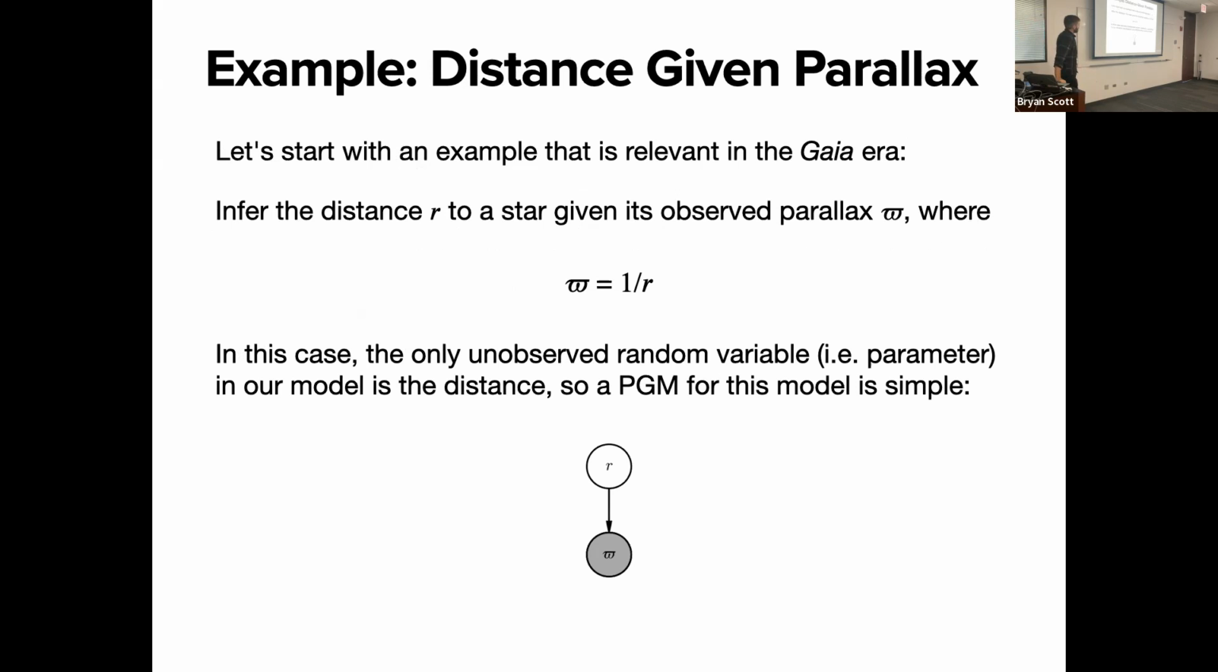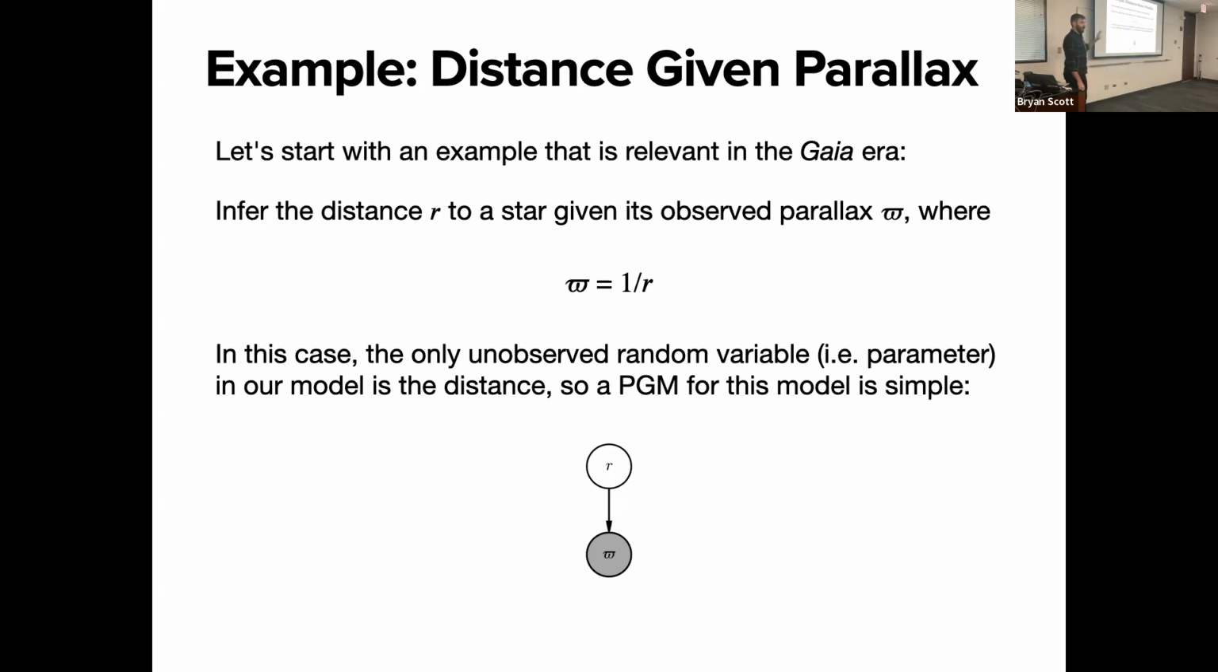So I want to start with an example that is relevant, that I do all the time, relevant in the Gaia era. The problem is we want to measure, or infer, the distance to a star or a thing, and we have a measurement of its parallax. In that case, the parallax is 1 over the distance. So that's a functional dependence of some piece of data on some parameter in our model. Here you can think of the distance as a parameter in a model that we could write down.